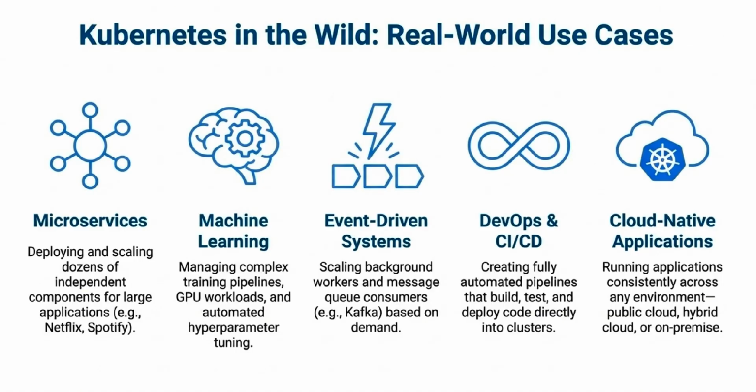Cloud-native applications, running consistently across any environment. Public cloud, hybrid, or even on-prem. These are the real-world scenarios where Kubernetes truly becomes the backbone of modern infrastructure.